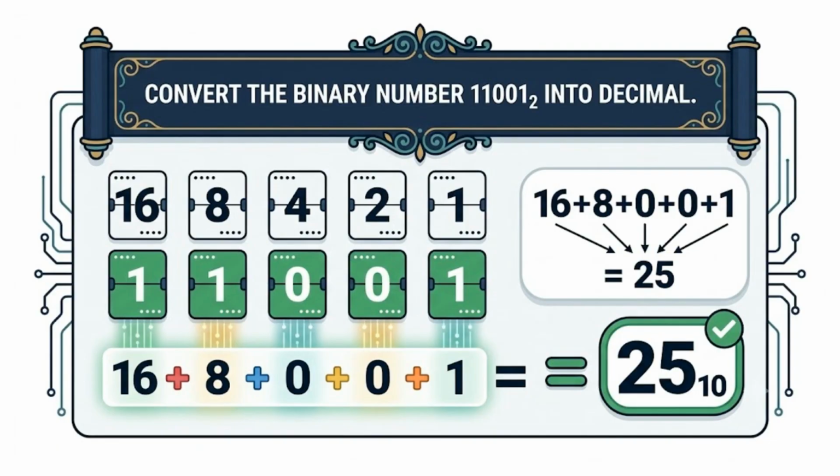This example demonstrates the same rule we use every time. Write the place values underneath the binary number, then add only the values where the binary digit is 1. With regular practice, you'll be able to convert binary numbers to decimal quickly and accurately.